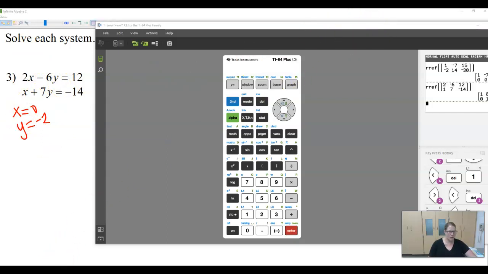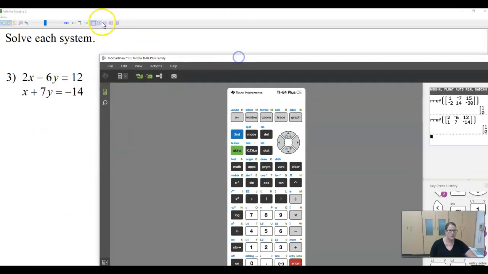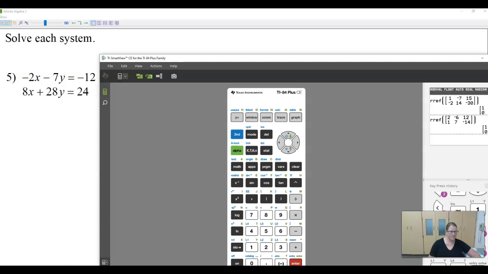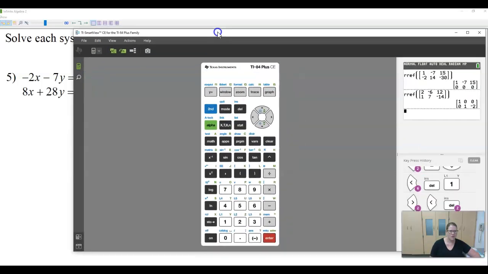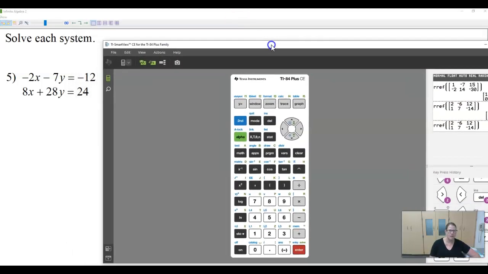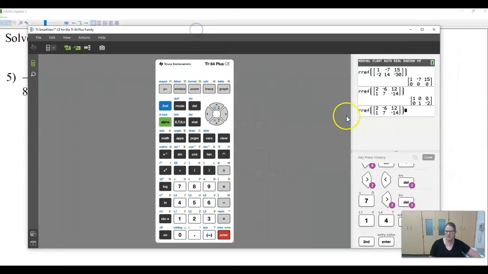So let's try another one. Skip ahead to number 4. Let's actually skip to number 5. Let's try this one. So I'm going to do the same thing again. I'm going to hit the second key and then enter, and that's going to bring up the same matrix as last time, and I'm going to replace the numbers with these ones. So -2, -7, -12.